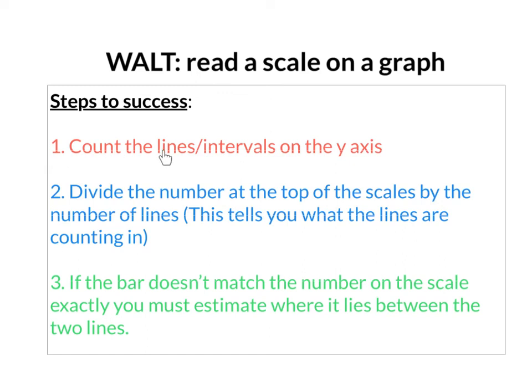Number 1, count the lines or the intervals on the y-axis. That is the vertical axis going up and down. Then, whatever the number is at the top of your scale, divide that number at the top of the scale by the number of lines that you counted. This will let you know what you're actually counting up in. It might be 1s, 2s, 5s, 10s, 20s, 50s. It can change based on the different graphs you look at. And the last one, if the bar doesn't match the number on the scale exactly when you go across to read the scale, you must estimate where it lies between the 2 lines.